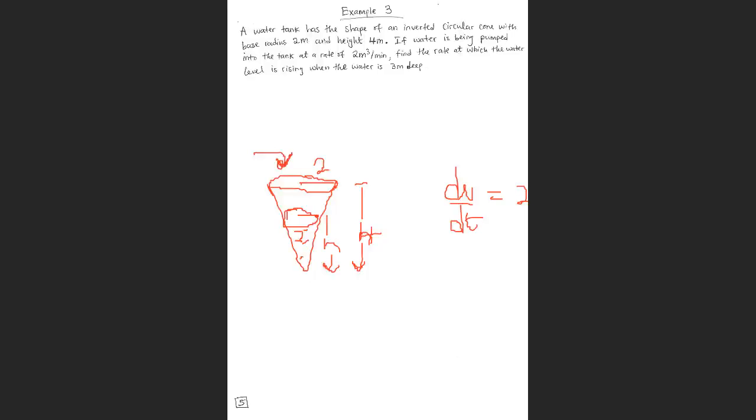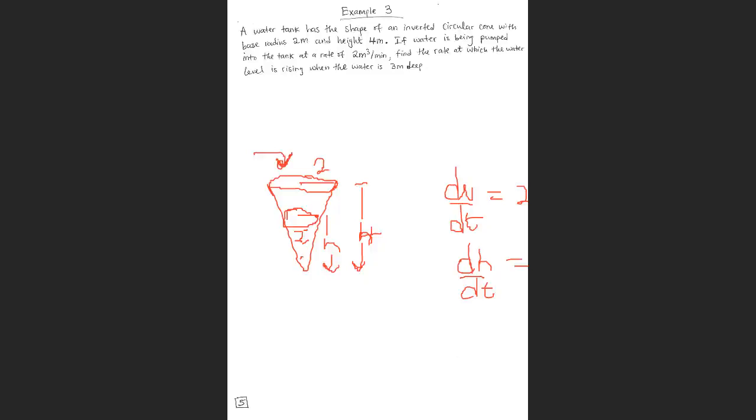So they ask you for dh/dt, where h is the height of water in the tank. So find the rate at which the water is rising when the water is 3 meters deep. Right, so this is what you're looking for. And then they tell you to find this when h is equal to 3.